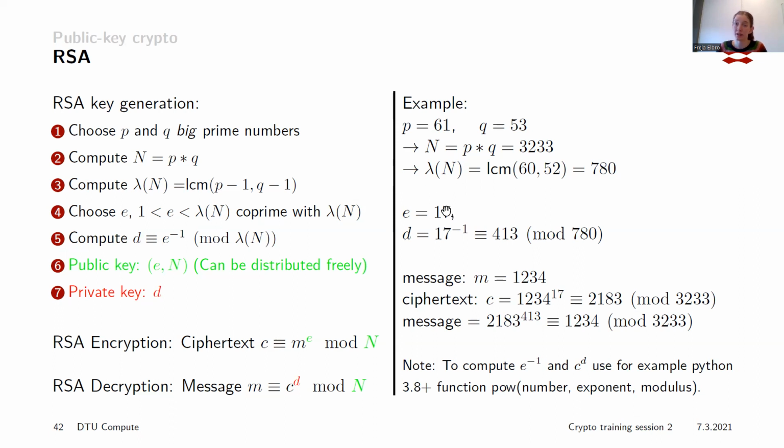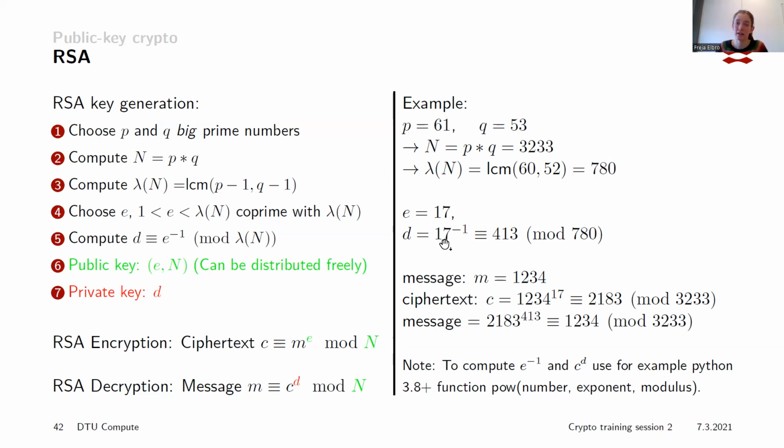E, I can pick in any way I want, as long as it's co-prime with lambda of N. Co-prime meaning that one is the only number that divides both of them. So E can't, for example, be even, because lambda of N is even, and if I choose E even, then E and lambda of N wouldn't be co-prime. They would share the common factor two.